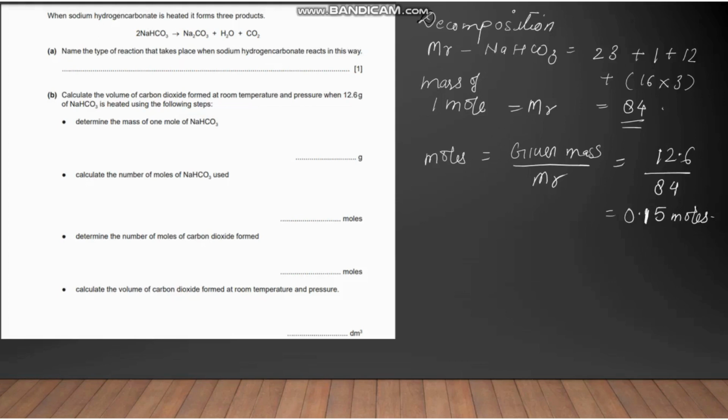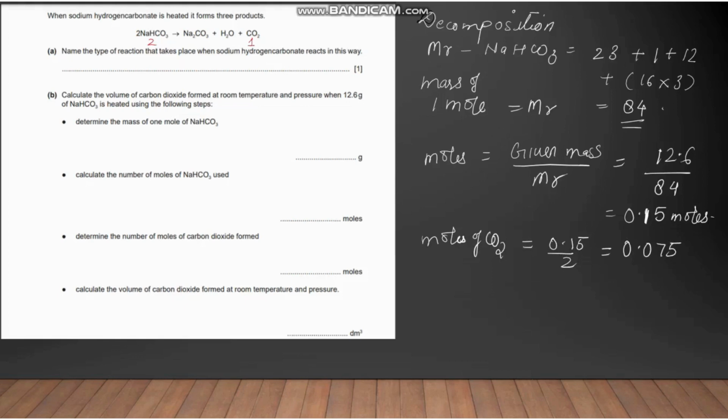The third step says determine the number of moles of carbon dioxide formed. So we'll see the ratio from the reaction given, and from here we can see the ratio between the sodium hydrogen carbonate and carbon dioxide is 2:1. That means every 2 moles of sodium hydrogen carbonate produce 1 mole of carbon dioxide, half of the value of sodium hydrogen carbonate. So moles of CO2 will be 0.15 divided by 2, that is 0.075 moles.